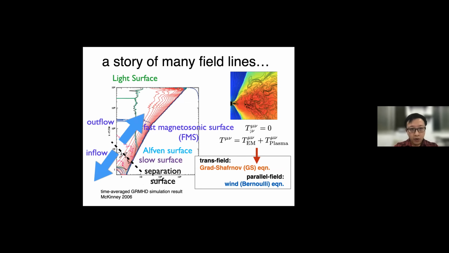However, what we described so far is the story for one single field line. To model the global properties in the jet funnel, we should include many field lines. And if we decompose the equation of motion, we can project the equation onto the perpendicular-field direction and the parallel-field direction. It is well known that solving the Grad-Shafranov equation, the trans-field equation perpendicular to individual field lines, is very difficult and time-consuming work.